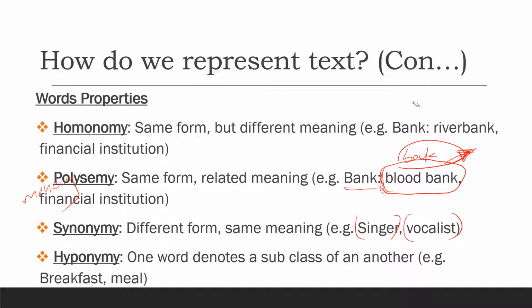These are some properties of words: synonymy, hyponymy, polysemy, and homonymy. Homonymy, in the sense they have different meanings. Same word, different meaning. Same word, related meanings, we can say polysemy. Synonymy, different words, same meaning. Hyponymy means one word denotes a subset of another.